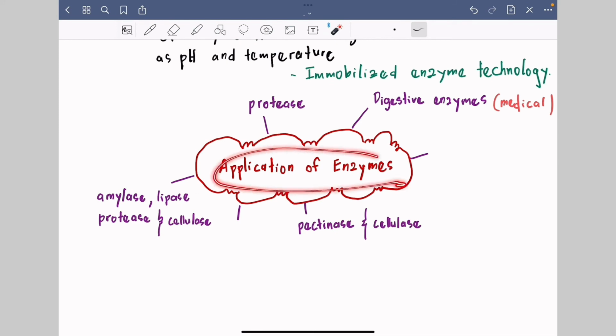Application of enzymes. First, we have protease. This protease can digest the protein into polypeptides and other amino acids. And usually it is used to separate the fish skin. And then digestive enzymes, which are pepsin, can also digest our food inside our stomach.